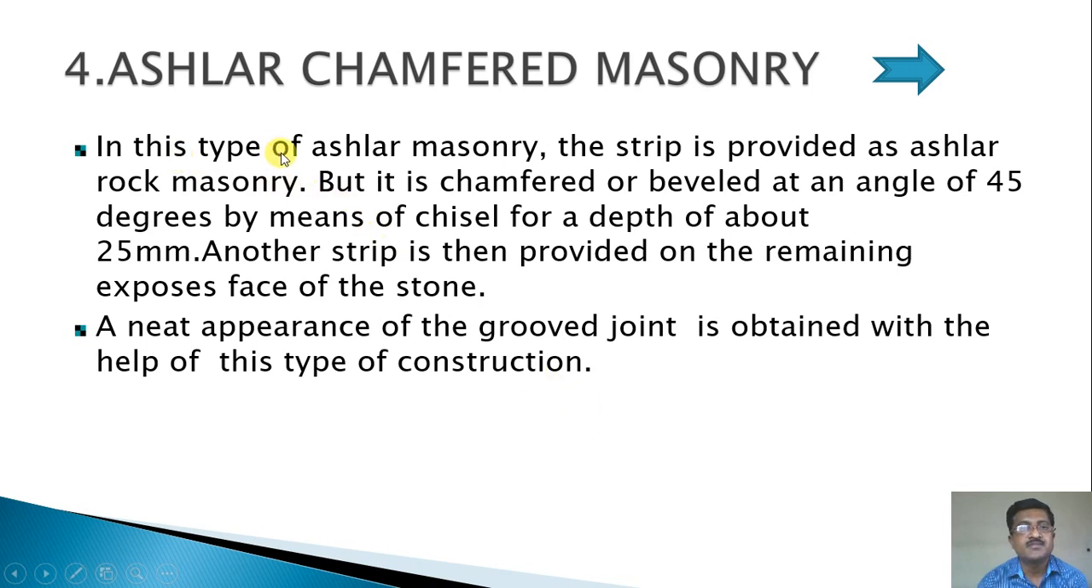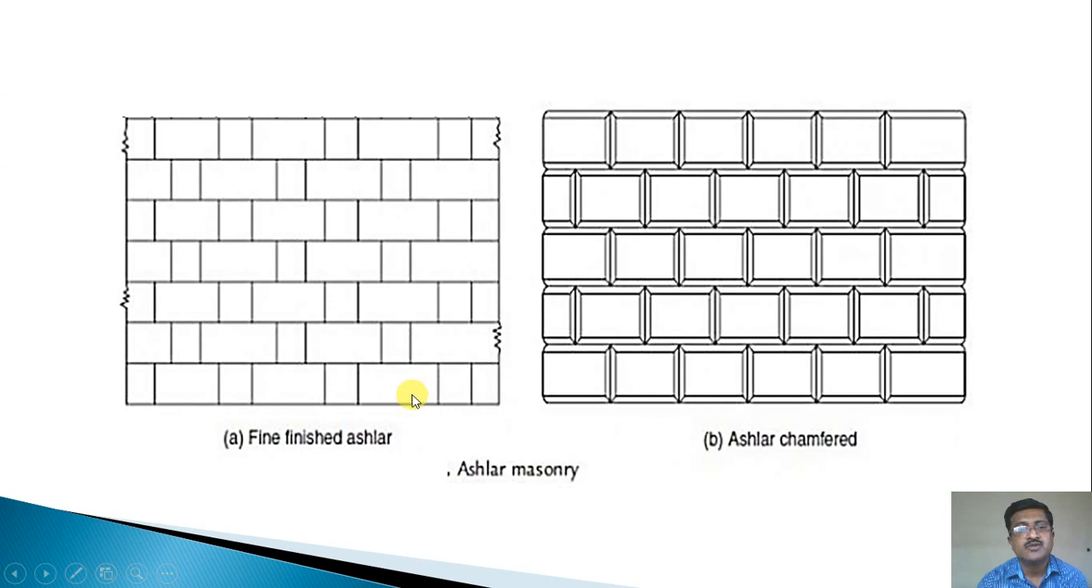Ashlar chamfered masonry. In this type of ashlar masonry, the strip is provided as in ashlar rock faced masonry, but it is chamfered or beveled at an angle of 45° by means of a chisel for a depth of about 25 mm. Another strip is then provided on the remaining exposed face of the stone. A neat appearance of the grooved joints is obtained with the help of this type of construction. Okay, you can see here what the fine finished ashlar masonry looks like, and this is ashlar chamfered masonry. The chamfers are provided in the joints.